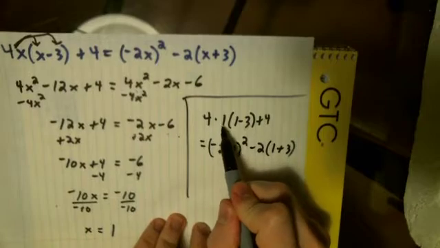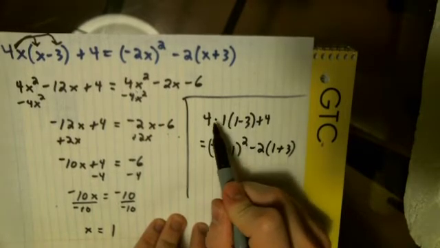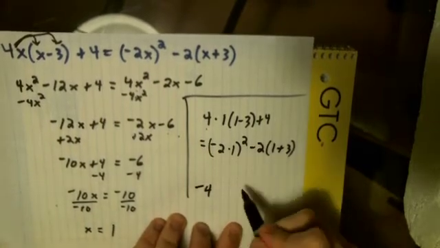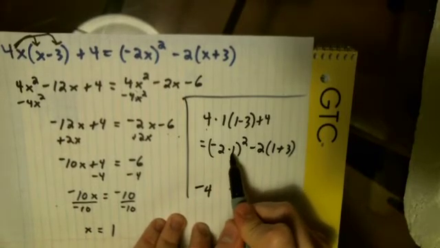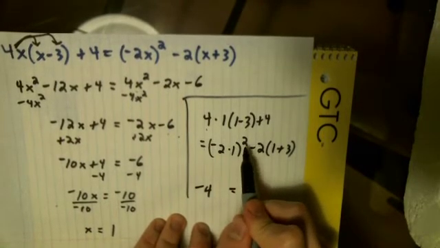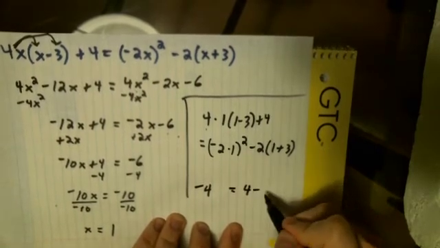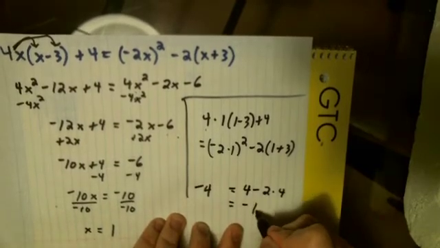So on the left side of the equation here, 1 minus 3 is negative 2. Negative 2 times 1 times 4 is negative 8. Plus 4 is negative 4. So we get negative 4 on the left side of the equation. On the right side, negative 2 times 1 is negative 2. Negative 2 squared is 4. So we get 4 minus 2 times 4. 4 minus 8 is negative 4.